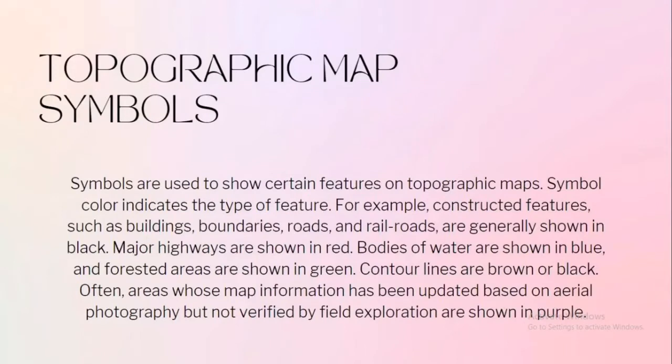Topographic map symbols. Symbols are used to show certain features on topographic maps. Symbol color indicates the type of feature. For example, constructed features such as buildings, boundaries, roads, and railroads are generally shown in black. Major highways are shown in red, while bodies of water are shown in blue, and forested areas are shown in green. Contour lines are brown or black. Often areas whose map information has been updated based on aerial photography but not verified by field exploration are shown in purple. So here are examples of topographic maps.